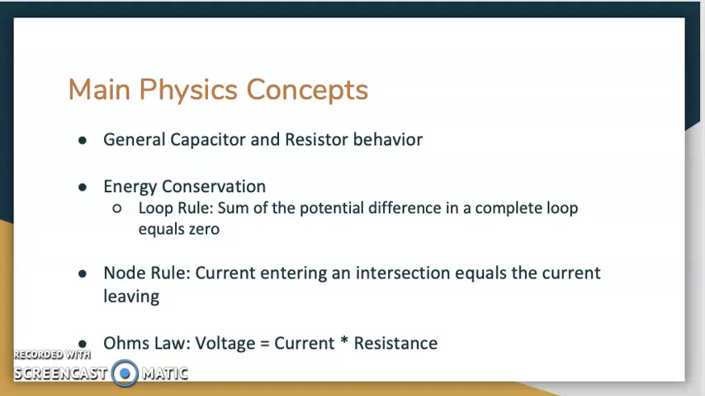The main physics concepts used in this lab included general knowledge of capacitor and resistor behavior, as well as energy conservation, which included the loop rule, which states that the sum of the potential differences in a complete loop equals 0, as well as the node rule, which states that the current entering an intersection equals the current leaving. Lastly, it was important to know Ohm's law, which states that voltage equals current times resistance.